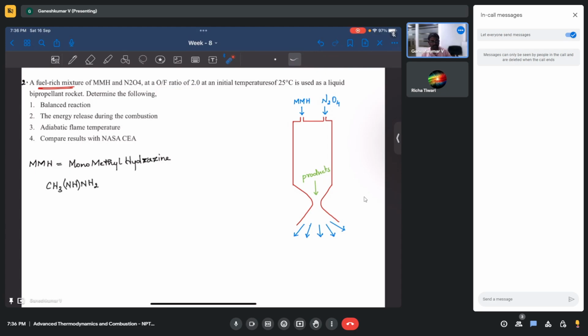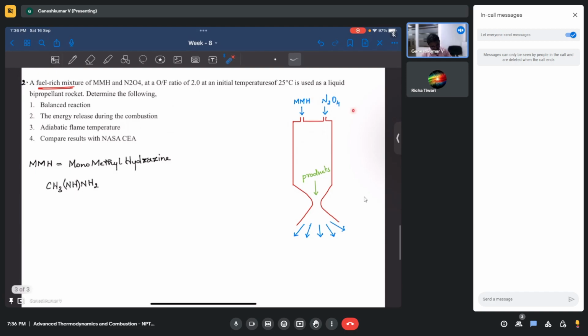This is the ratio at which it is mixed, at an initial temperature of 25 degrees Celsius, and it is used in a liquid bipropellant rocket. Now determine the following: the balanced reaction, the energy released during the combustion, and also the adiabatic flame temperature. And finally compare your results with NASA. So first, let's start by writing the balanced reaction.